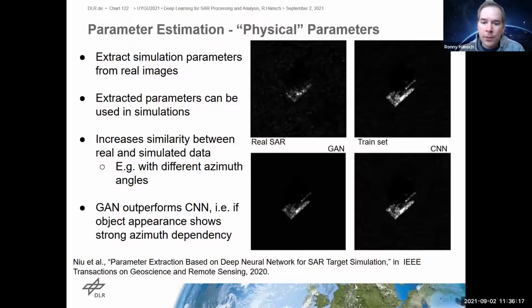So they proved in the paper that the realism of the simulated image is increasing by doing that. It's better than just adjusting those parameters by hand. They also experimented with a standard ConvNet, so without the discriminator, and showed that the GAN is actually better, right? It's improving the realism more than a standard ConvNet. So this is one example of how to extract physical parameters from SAR images that I found quite interesting.